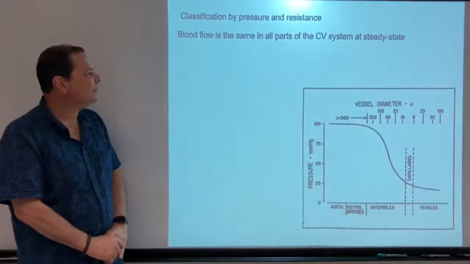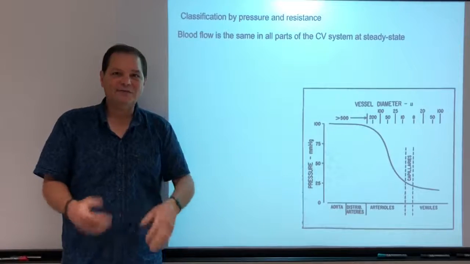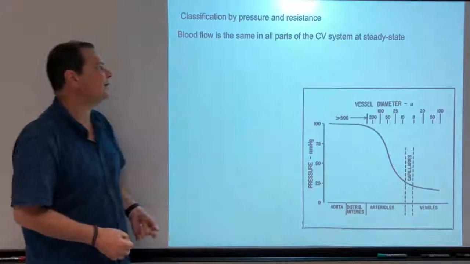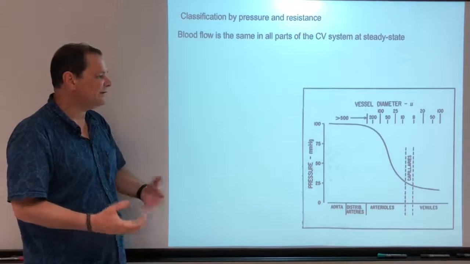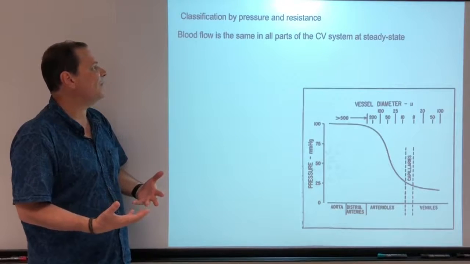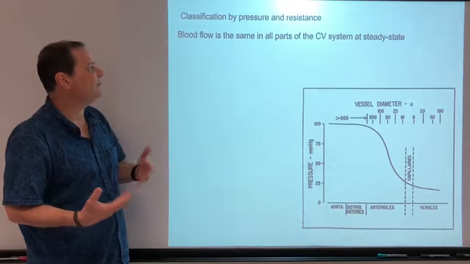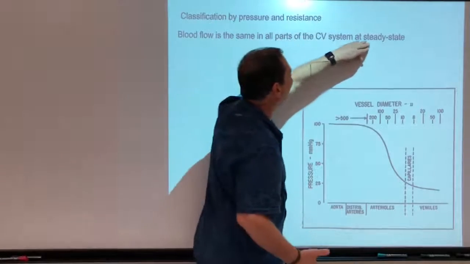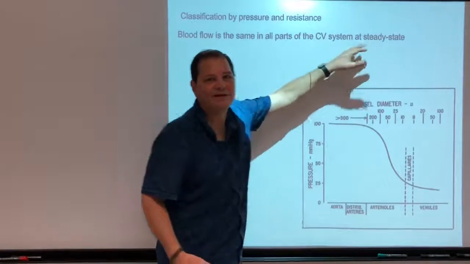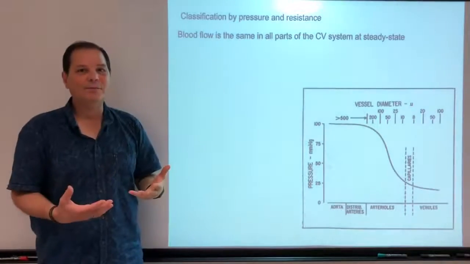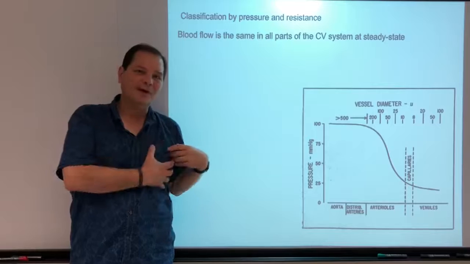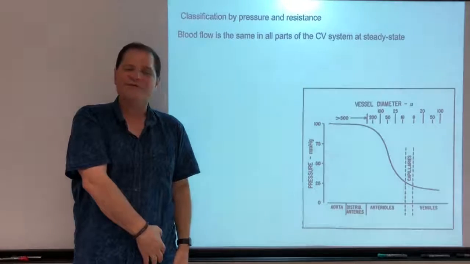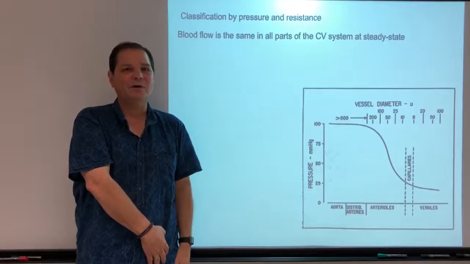Now let's talk a little bit about how we classify the vasculature in the body. Having said that, the blood is shoved out into the arteries. We can classify the vessels a number of different ways. But the first thing I want you to know is that the blood flow in all parts of the cardiovascular system is the same at steady state. It's the cardiac output. You can take the output of the left heart, and if you add up the flow through all the arteries, it'll be the same as the cardiac output through the left heart.